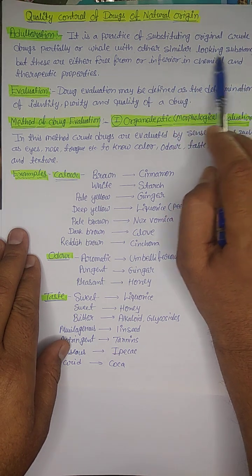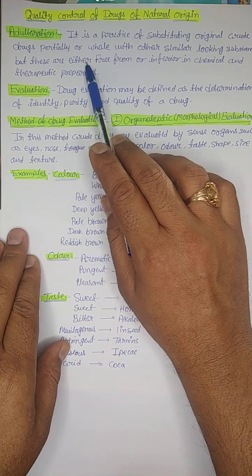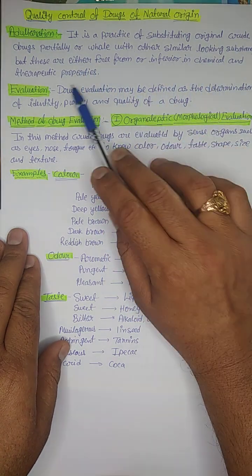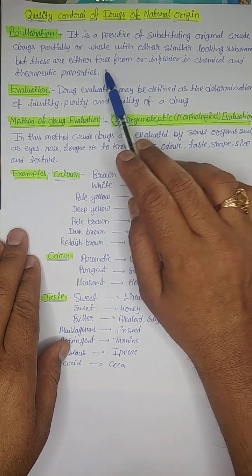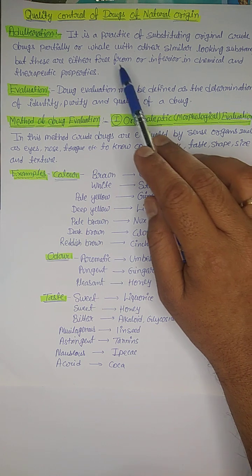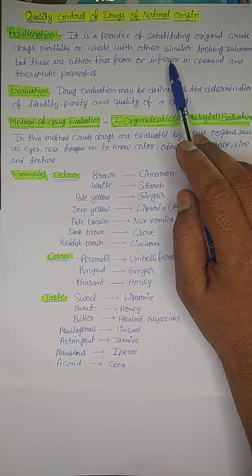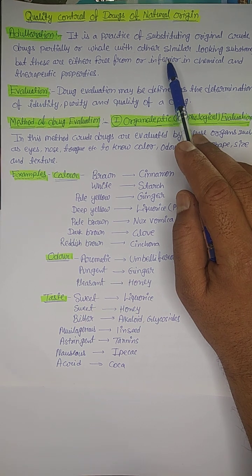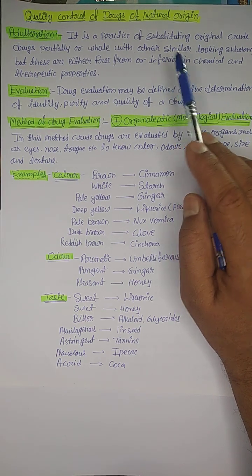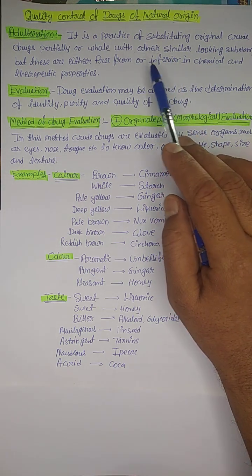So similar looking substances are mixed, but these are either free from or inferior in chemical and therapeutic property. We have to understand that it is free from, so it will not have any medicinal value, or low medicinal value, but at the same time it is going to increase the quantity. It is done for marketing purposes.